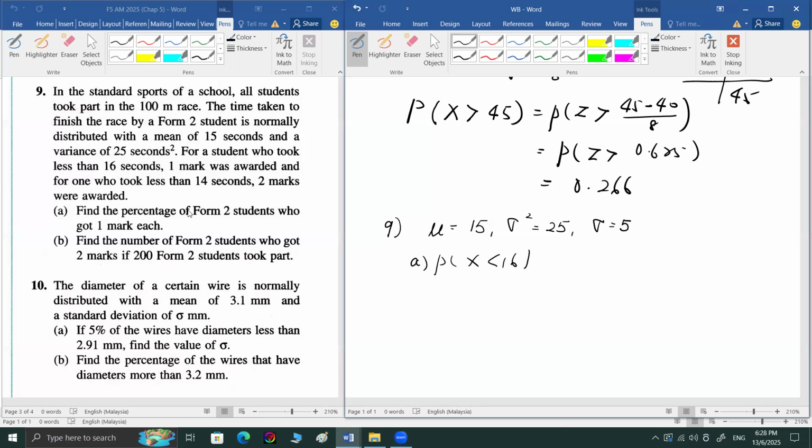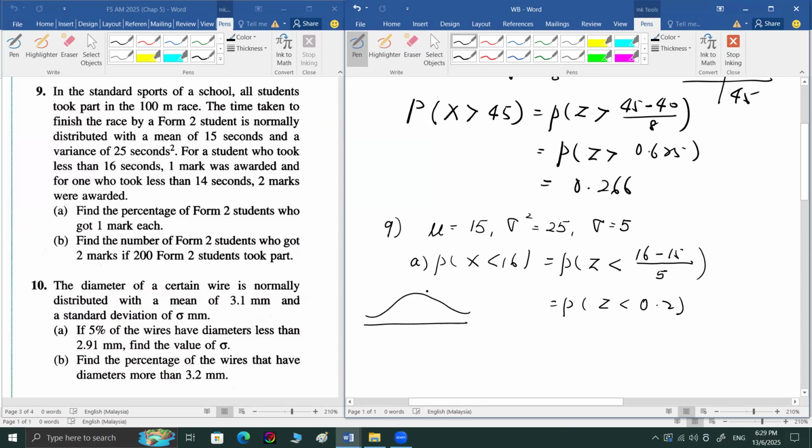1 mark each. Okay, we see how, yeah? So 1 mark each means less than 16. So you do like normal. Z smaller than 16 minus mean per standard deviation that is 5. Okay, so you get Z less than 0.2. Okay, 0.2 class, take note. Smaller than 0.2.